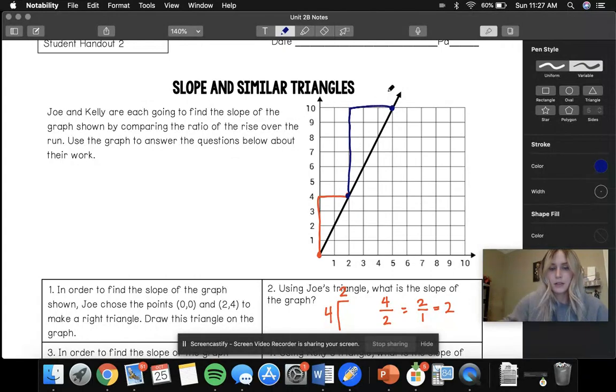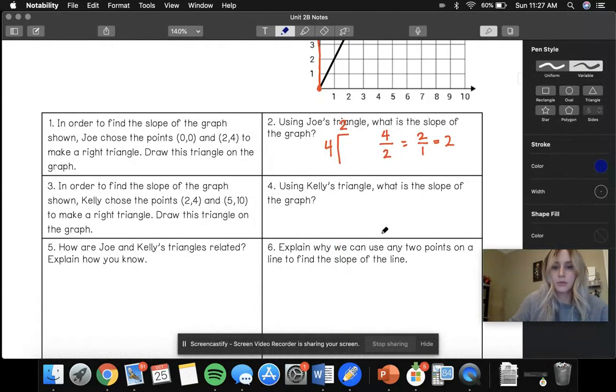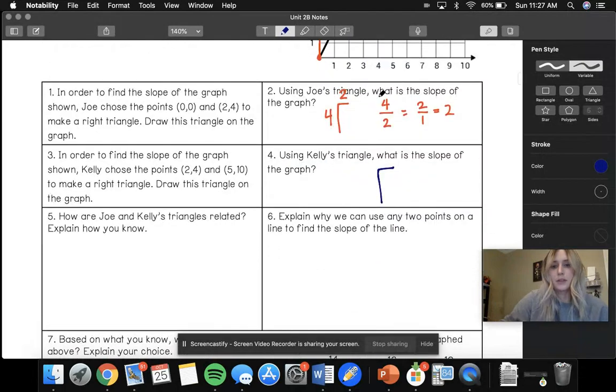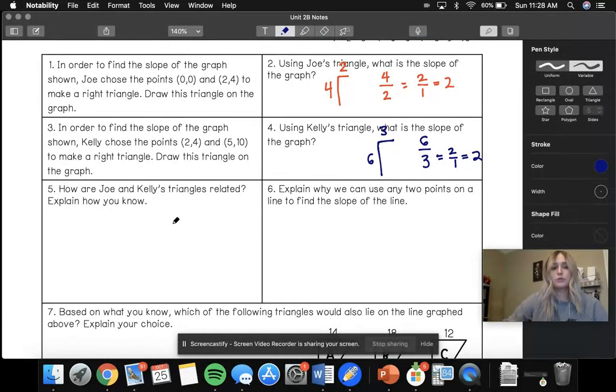All right, so now we are going to find the rise to the run. Okay, so it starts at 4 and it goes up to 10, or it goes up 1, 2, 3, 4, 5, 6 boxes. And then for the run, it was at 2, it goes over to 5, for a run of 3 boxes. Okay, so as a ratio, it's going up 6 for every 3 over, which is equivalent to 2 over 1, or 2. Okay. So how are Joe and Kelly's triangles related?